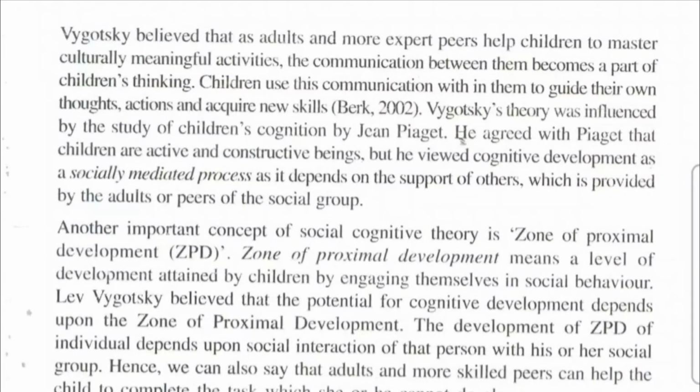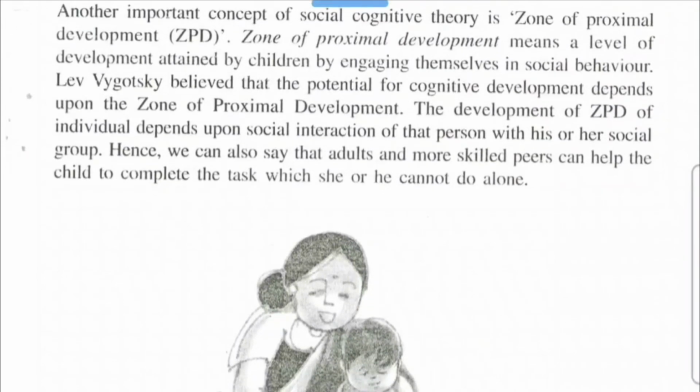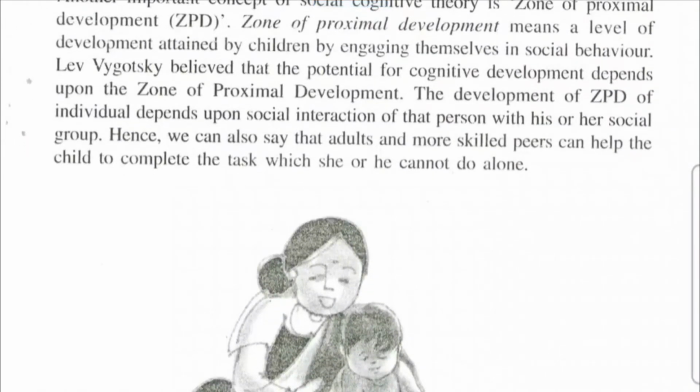Another important concept of social cognitive theory is the zone of proximal development, ZPD. The zone of proximal development refers to a level of development attained by children by engaging in social behavior. Lev Vygotsky believed that the potential for cognitive development depends on the ZPD. The development of an individual's ZPD depends on their social interaction with members of their social group. Hence, we can also say that adults and more skilled peers can help a child to complete tasks that they cannot do alone. Fig 4.6.